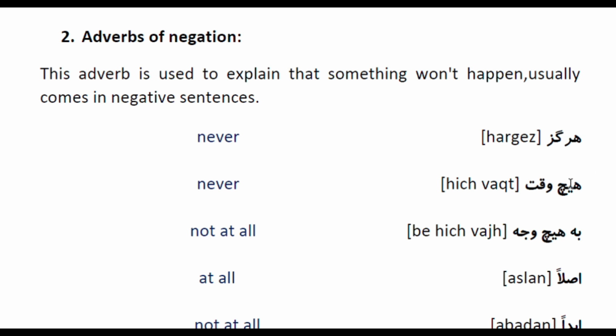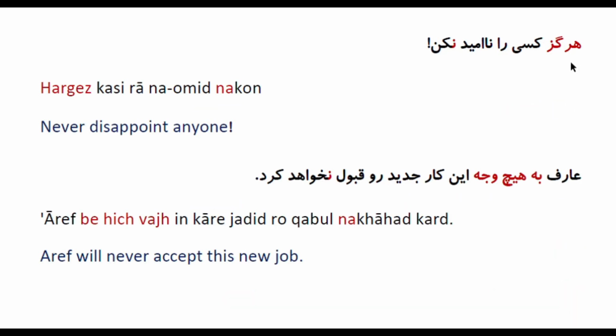هیچ وقت. It's synonymous with هرگز and used in spoken Persian. به هیچ وجه. اصلاً ابداً. For example, هرگز کسی را ناامید نکن. Pay attention to the verb نکن. It's in the negative form.